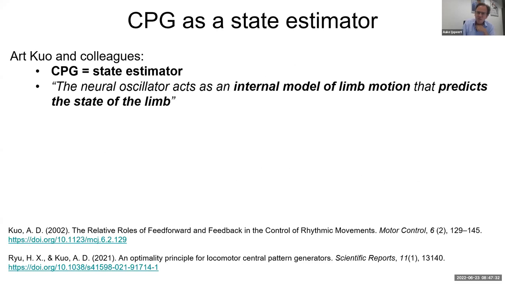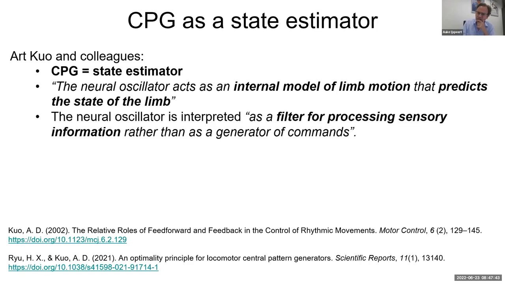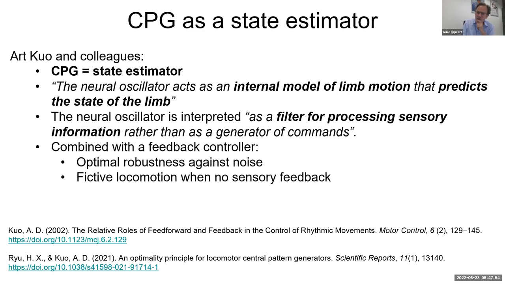I think the idea is that the neural oscillator is there to predict what the limb is doing, as an internal model with which you can then compare the actual sensory information. So it's more like a state estimator and a filter for processing sensory information rather than a direct generator of commands. And what's very interesting in the paper of Art is that he can show that when you combine it with a feedback controller, with the right tuning of both, you can be optimal in terms of robustness against noise, internal and external. And you get the fictive locomotion made for free.